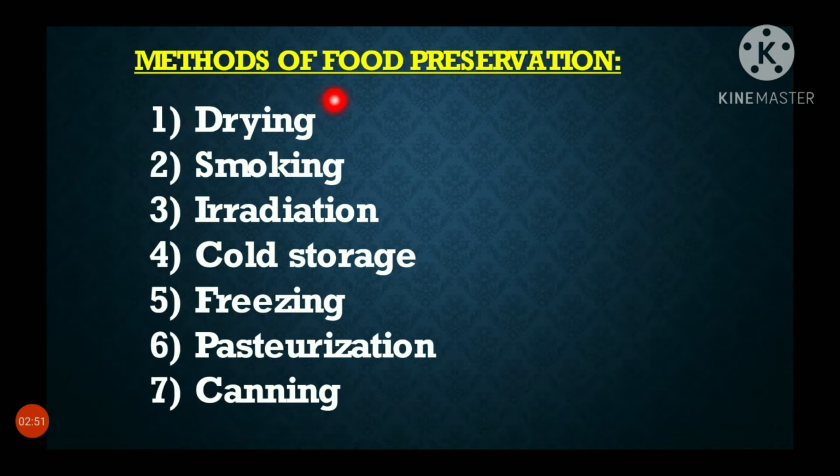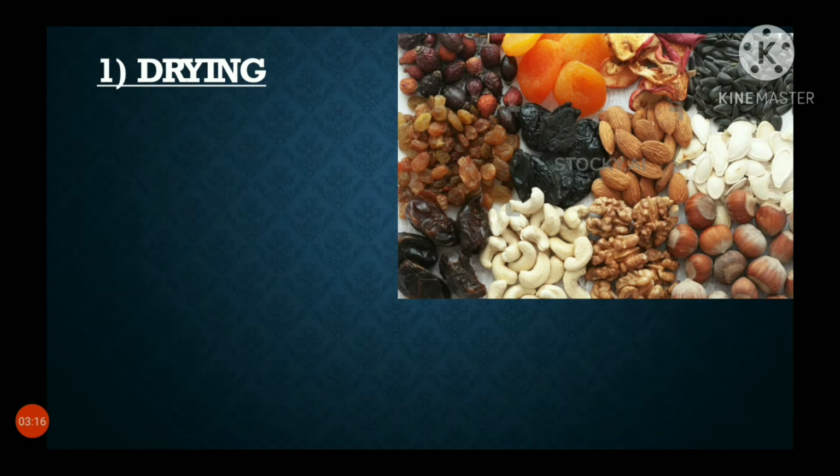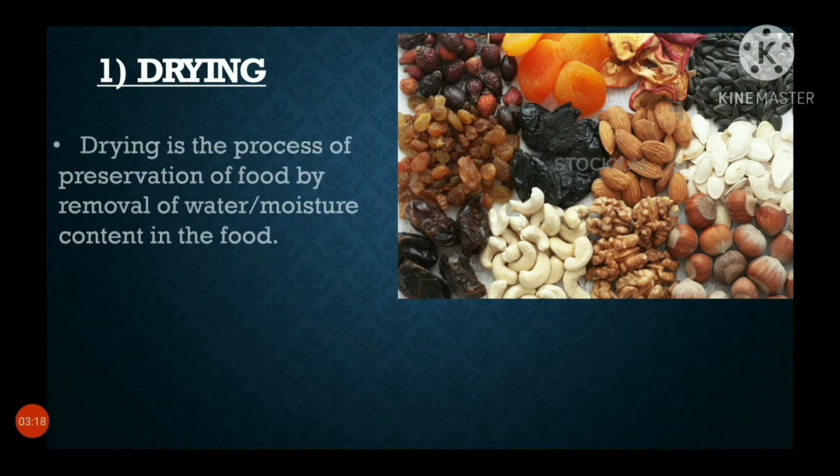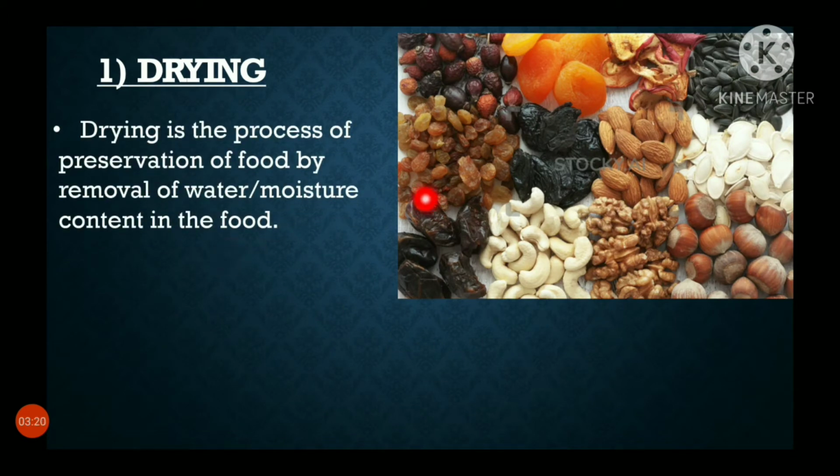Next is methods of food preservation. Now we are going to study what are the methods we use to preserve, that is to store food. Drying, smoking, irradiation, cold storage, freezing, pasteurization, canning. So students, let's see one by one clearly now. First one is drying. By the picture only you can identify that these are dry fruits.